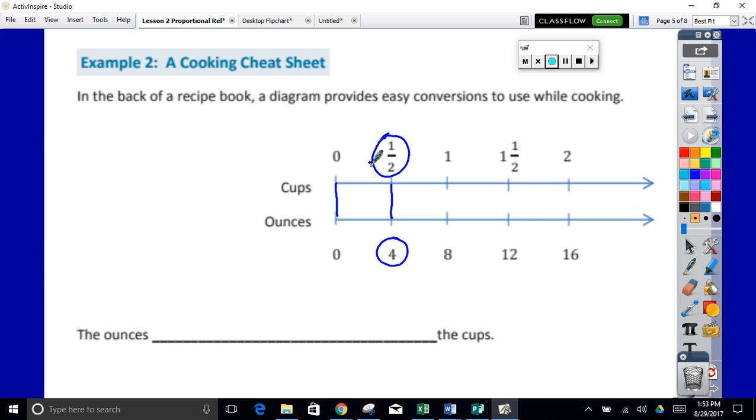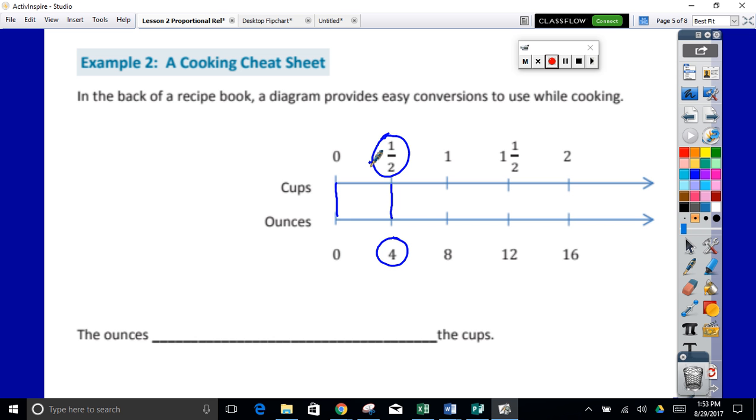So the question that I would pose to you is, is the number of ounces proportional to the number of cups, and how do you know? So I want you to pause the video, think about this question. Is the number of ounces proportional to the number of cups, and how do you know?